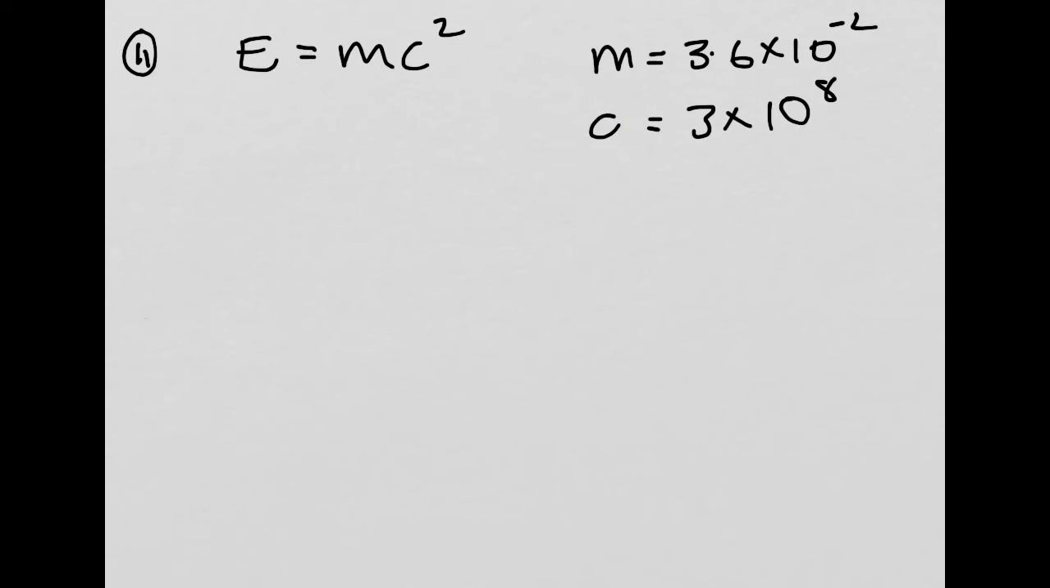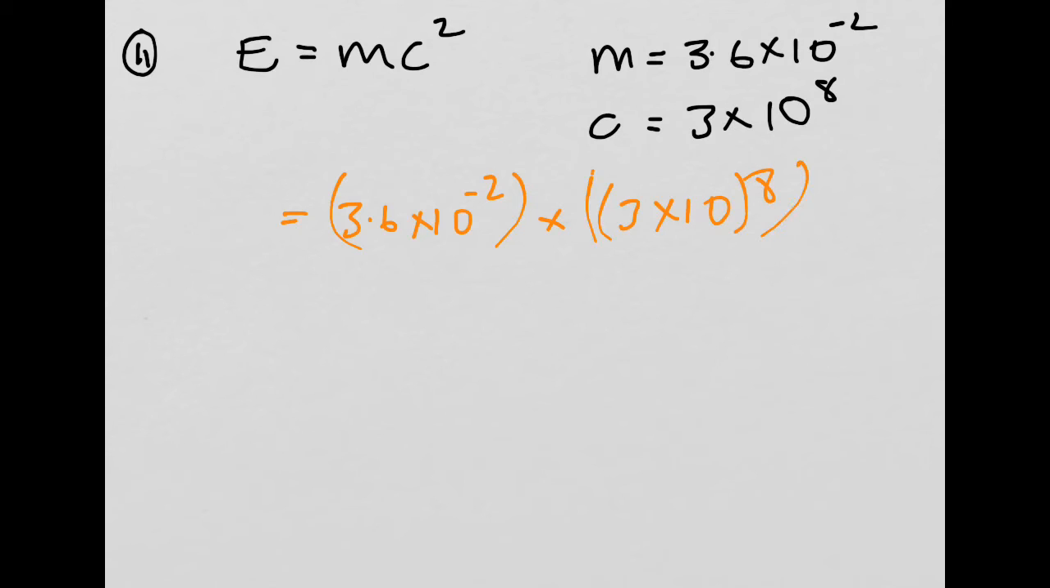Question 11, E equals mc squared, so that's just a case of doing 3.6 times 10 to the power negative 2 times 3 times 10 to the power 8, and then square that. Okay, and if you do all of that in your calculator properly, you should get an answer coming out of 3.24 times 10 to the power 15.